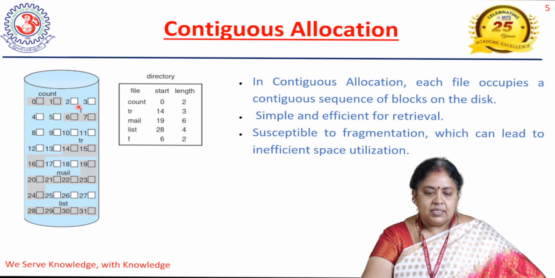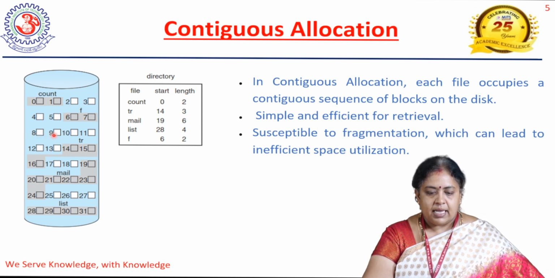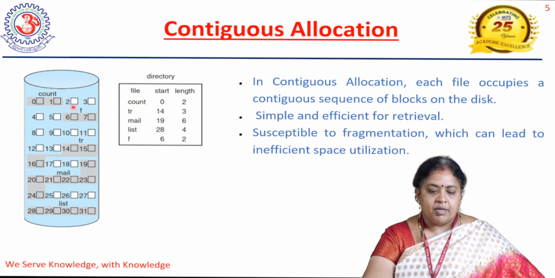So what happens? Suppose assume that blocks 10, 11, 12 are also filled by another file. Now what are the free blocks available? Blocks 2, 3, 4, 5 are available. Next, 8, 9 are available. Then 17, 18 are available. 25, 26, 27 are available.